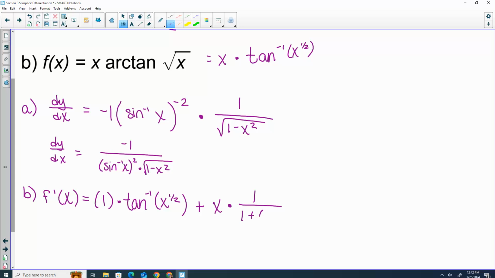Here's the confusing part. X in the formula is your angle. This time my angle isn't just an x. It's x to the 1/2, squared. And since my angle isn't just a plain x, we have to do chain rule. So times, what's the derivative of x to the 1/2? 1/2 x to the -1/2.